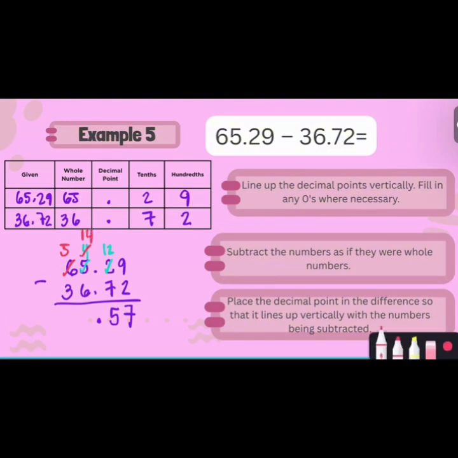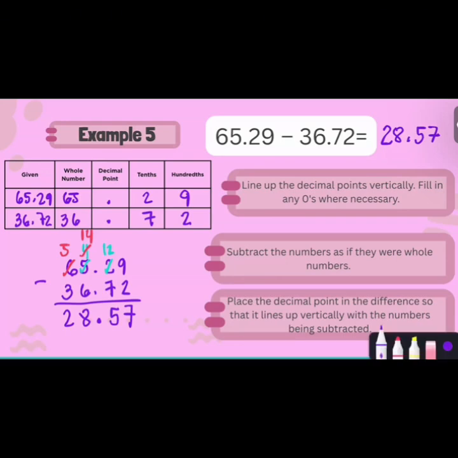So now, can we subtract our number 14 and 6? So 14 minus 6, so this is 8. And lastly, 5 minus 3, so this is 2. So our final answer is 28 and 57 hundredths. So this is how we subtract decimal numbers.